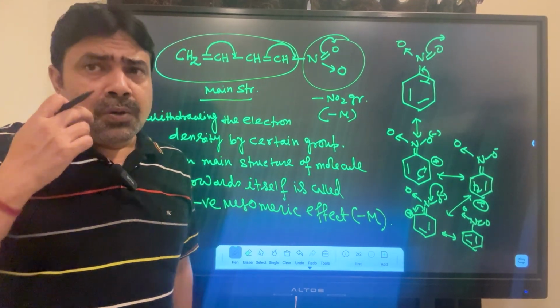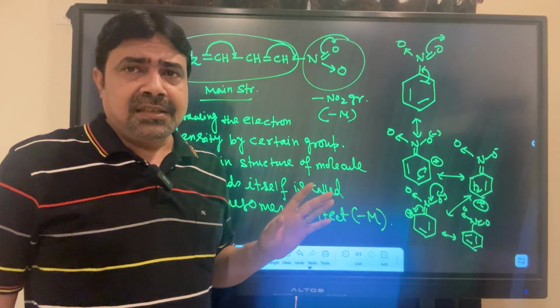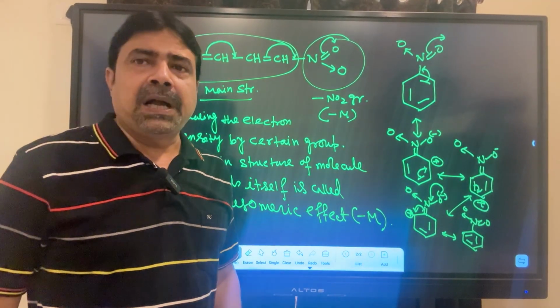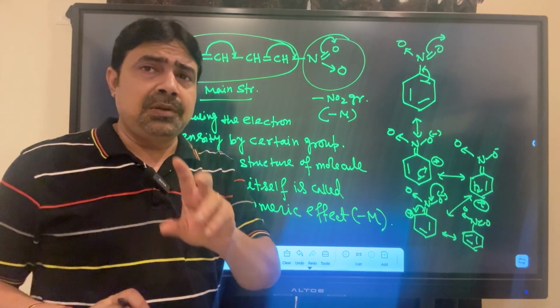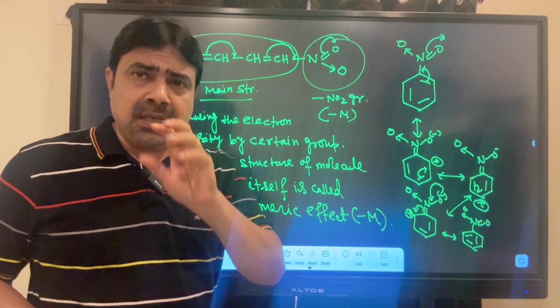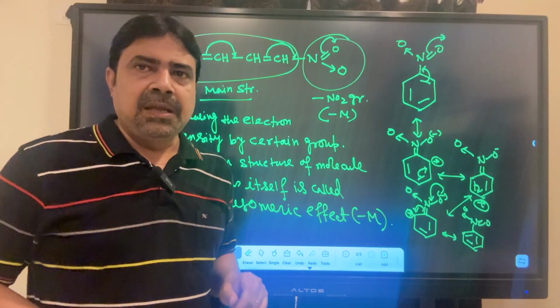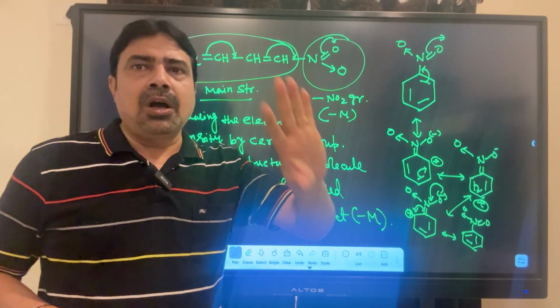And also, what is the slight difference between resonance and mesomeric effect? The slight difference is that resonance is only delocalization of a pi electron in a parallel p orbital, whereas mesomeric effect means there will be a certain group that will either give electron to the main structure or withdraw from the main structure via delocalization. Based on withdrawing or giving, the name will come either plus M or minus M.